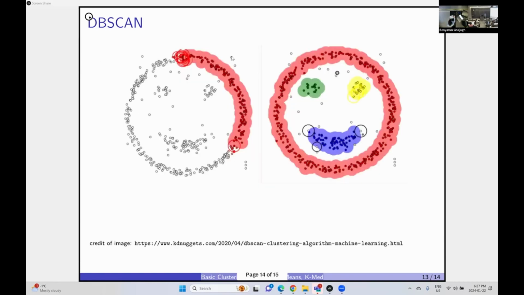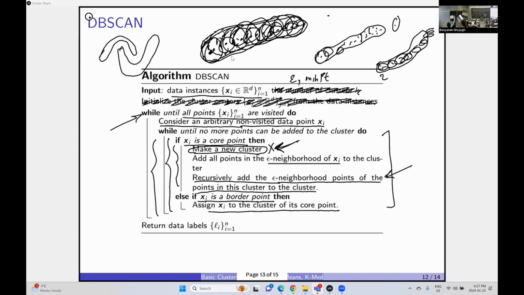Snakes are colliding at some small points. So the question is, what if the two snakes are close to each other? Then if you change epsilon and the minimum number of points, depending on that, it might consider both snakes as one cluster or two clusters. Okay.